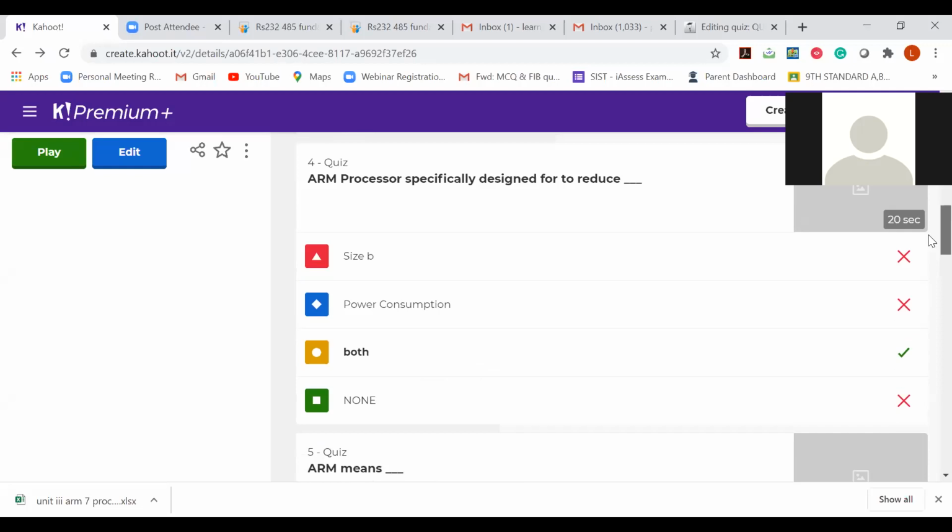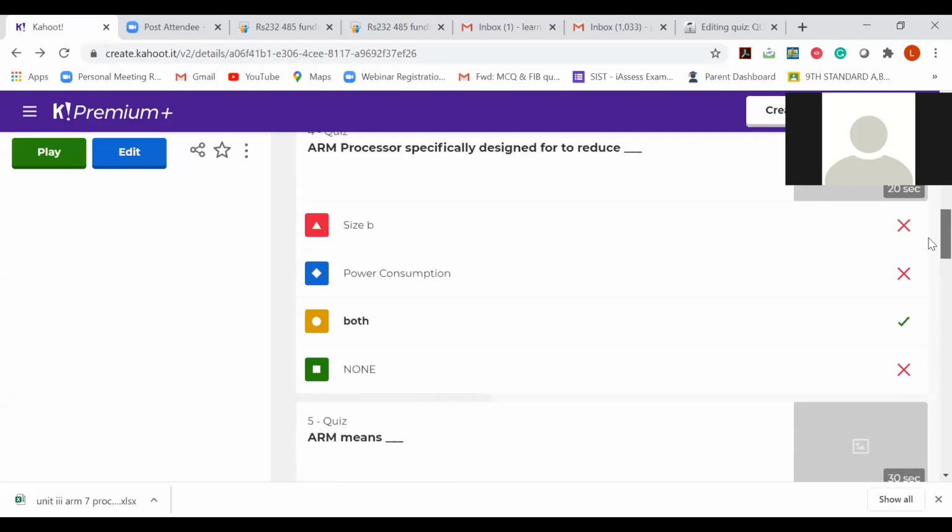ARM processor is specifically designed to reduce what? Actually, it is mainly for power, and also size and power consumption both. While we are moving from one processor to another processor, they mainly want to reduce the power, size and cost. But cost they didn't mention, but these are the points they will consider.